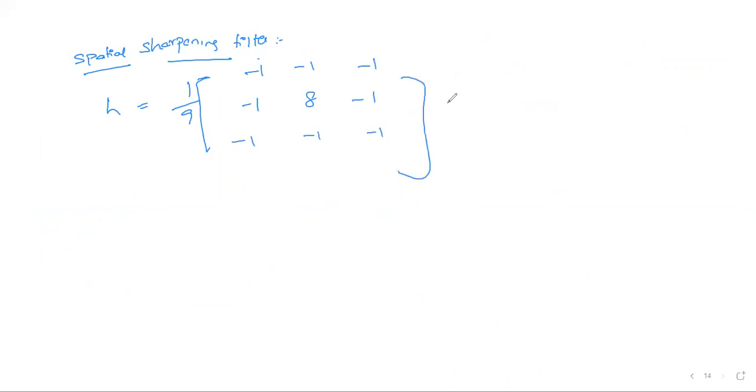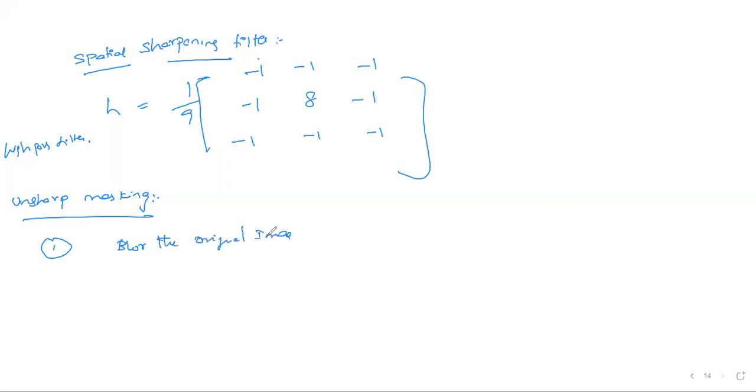So this is one of the high pass filters. The second one is unsharp masking. Unsharp masking steps. First one is blur the original image. If you blur the original image, what do we get? Low pass filter, right?